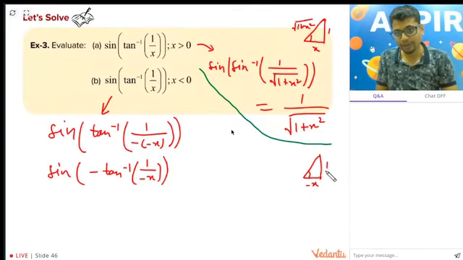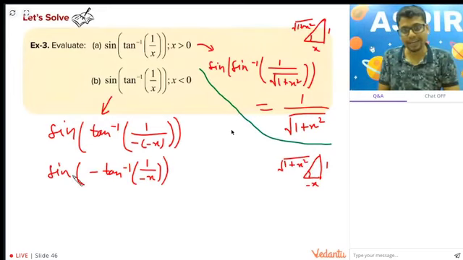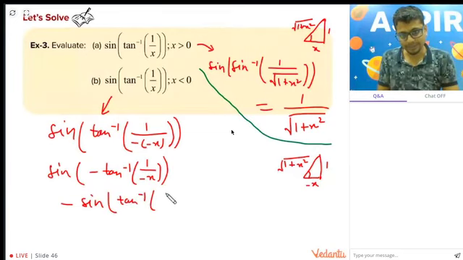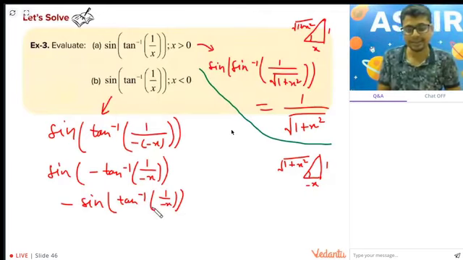Perpendicular by base, and this hypotenuse will be under root 1 square plus minus x whole square. So it becomes this. So sine of minus theta is minus sine theta. Let me write each and every step so that everyone is fine. Sine of minus theta is minus sine theta. Now tan inverse of perpendicular by base. x is negative, so minus x is positive. I can see it as length of base, something like that.